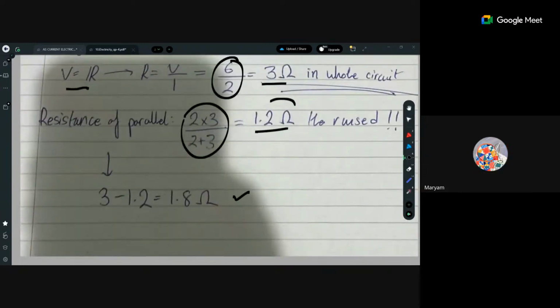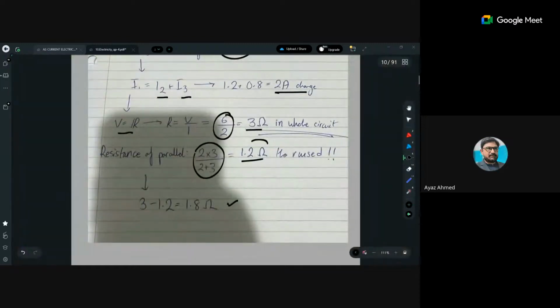This is another way, got it. But the simplest is V is equal to IR. Is this all clear to everyone? Yes, sir.